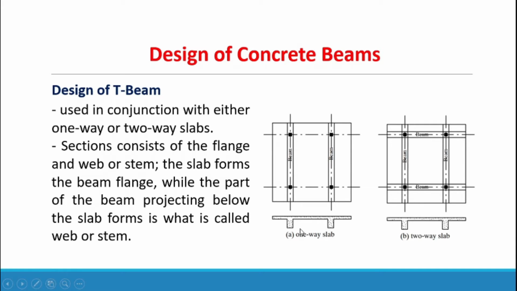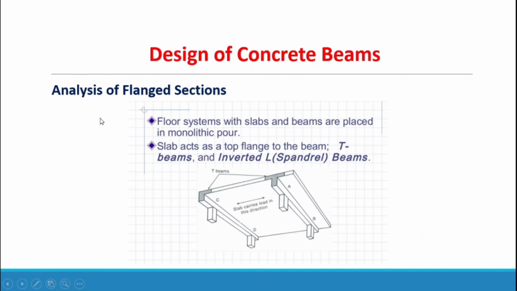It forms a T-beam, the slab and the beam, also in a two-way slab. And analysis of flange sections. Floor systems with slabs and beams are placed in monolithic pour. The slab acts as a top flange to the beam, which forms T-beams and inverted L or spandrel beams. The L shape or the spandrel beam, and this is the T-beam with a slab and a beam.